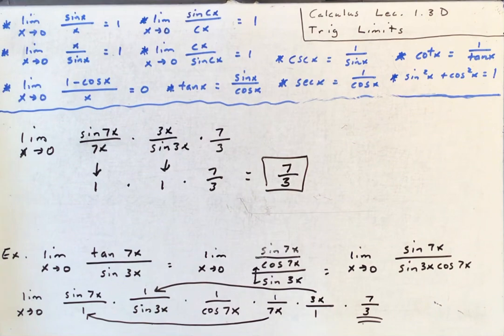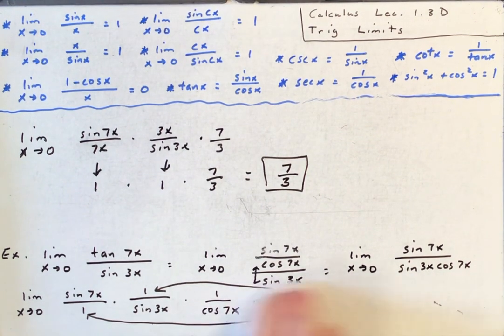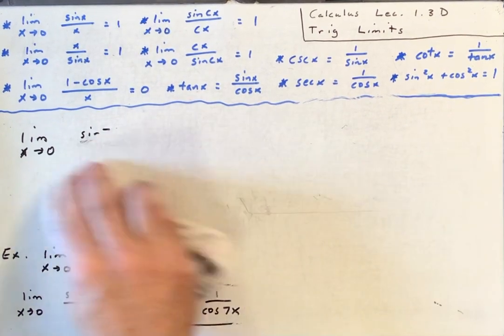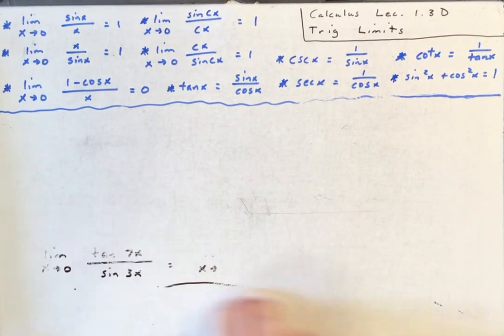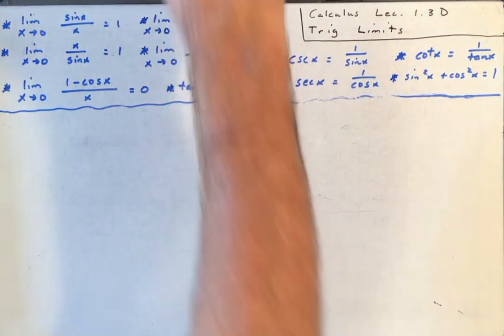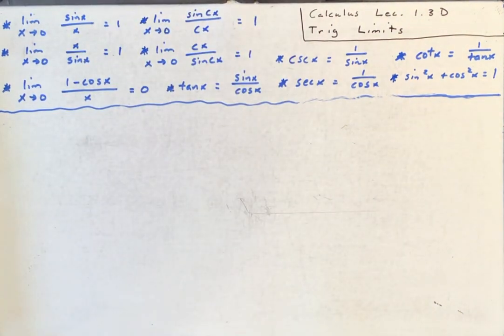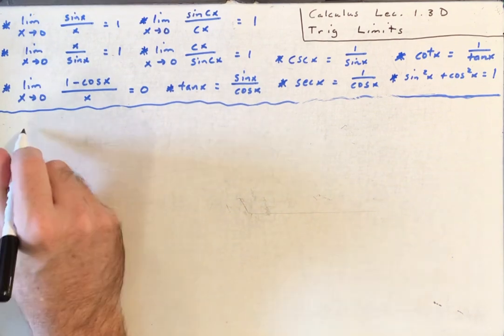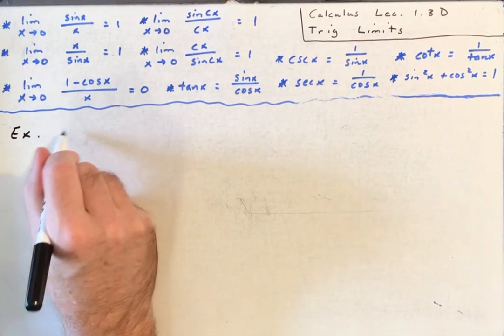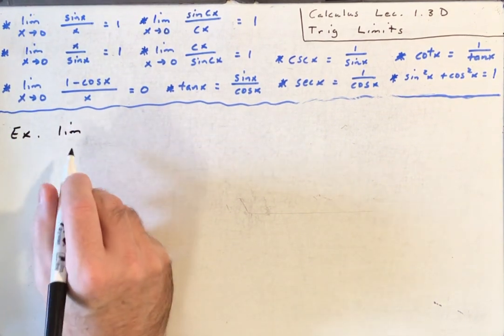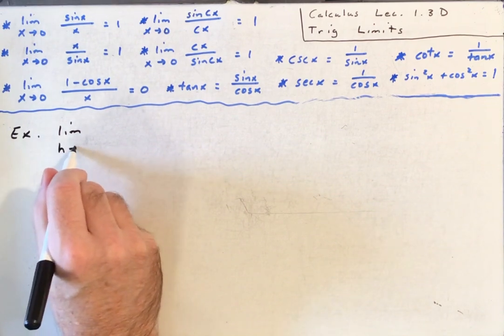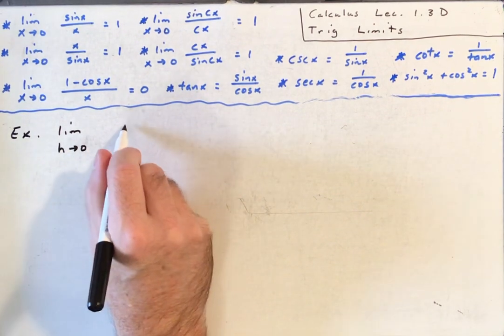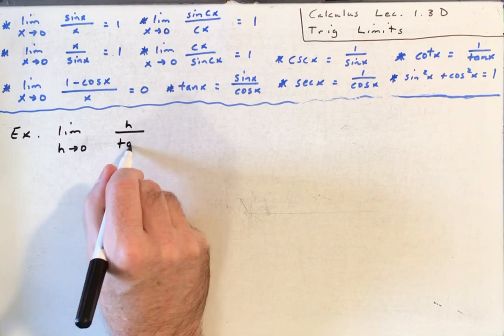All right, that one took a little bit of work. Okay, still got some more examples. I want to make sure that you're ready to do well on the homework, so I'm going to give you a lot of examples. 3 more, in fact. So let's do the limit as h approaches 0 of h over tangent h.